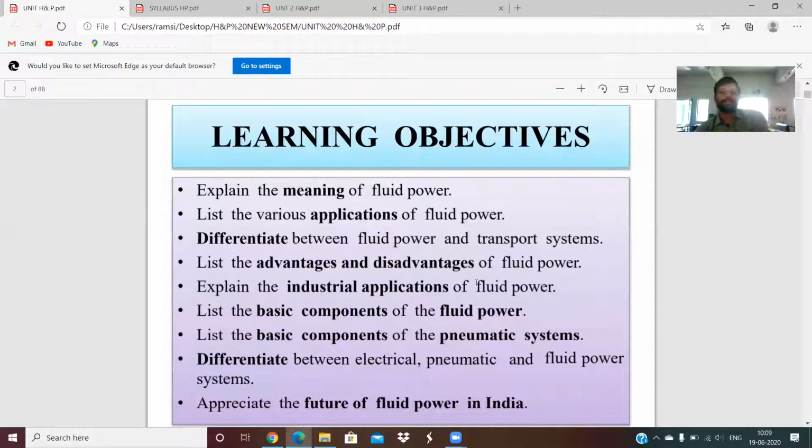The third one is the difference between fluid power and transport systems. Again, we are going to see the advantages and disadvantages of fluid power. Then we are going to learn the industrial applications of fluid power, the basic components of fluid power, the basic components of a pneumatic system, and the difference between electrical, pneumatic and fluid power systems in this chapter.